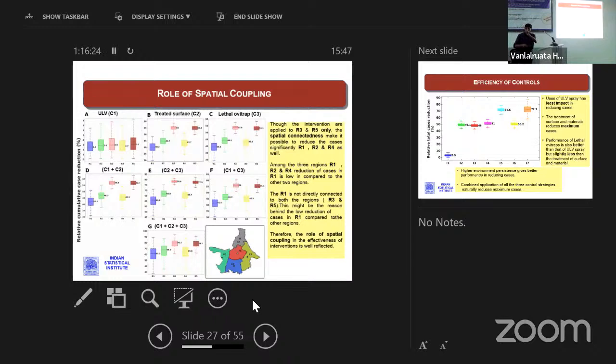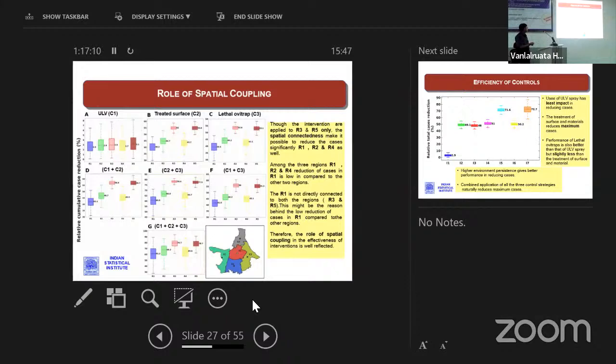So this is my region 3. It has been reduced for the other regions, 2.5%, 3.5%, and 3.8%. So what I'm telling you is, I have three types of control, C1, C2, and C3. I use only C1, only C2, only C3. Then I have the combinations: C1 plus C2, C1 plus C3, C2 plus C3, and then C1 plus C2 plus C3.